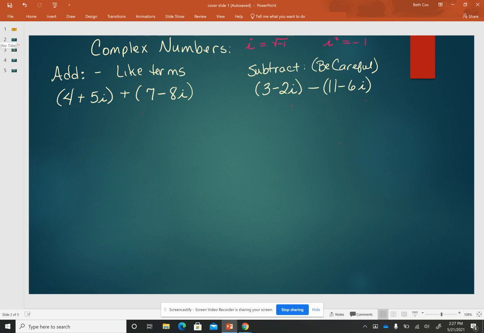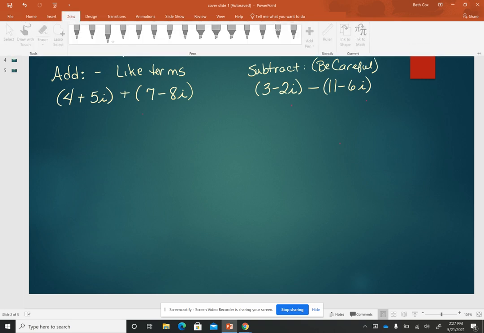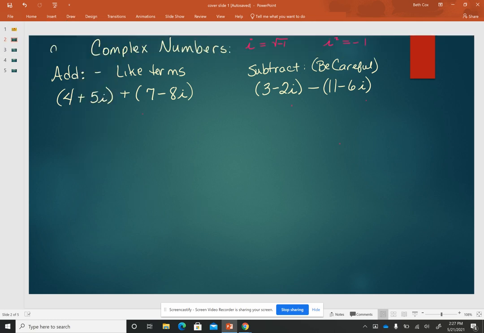So let's get going. So here we have two complex numbers, 4 plus 5i, 7 minus 8i. And so we want to add these. Those are both complex numbers. Complex numbers are a plus bi. That's what a complex number is. And i, of course, is the square root of -1. Okay? And so I've got two of these, and I want to add them.